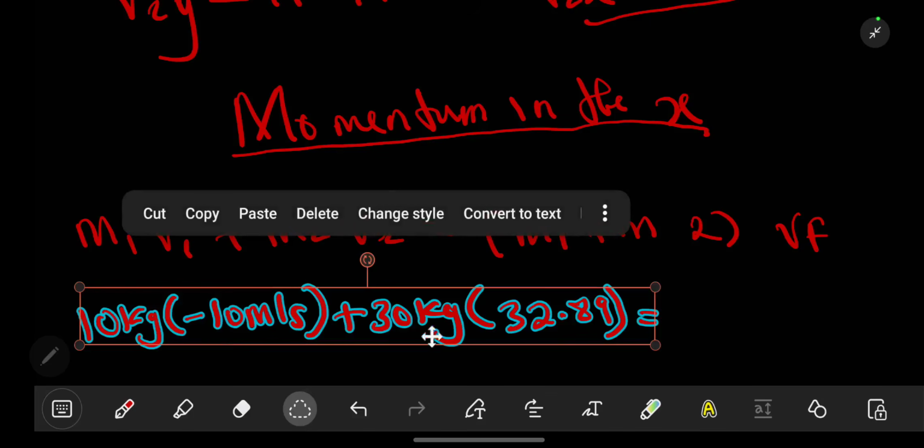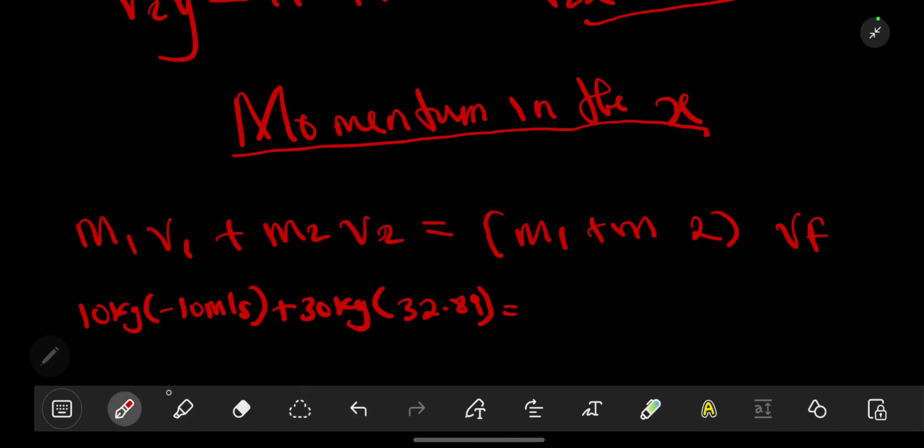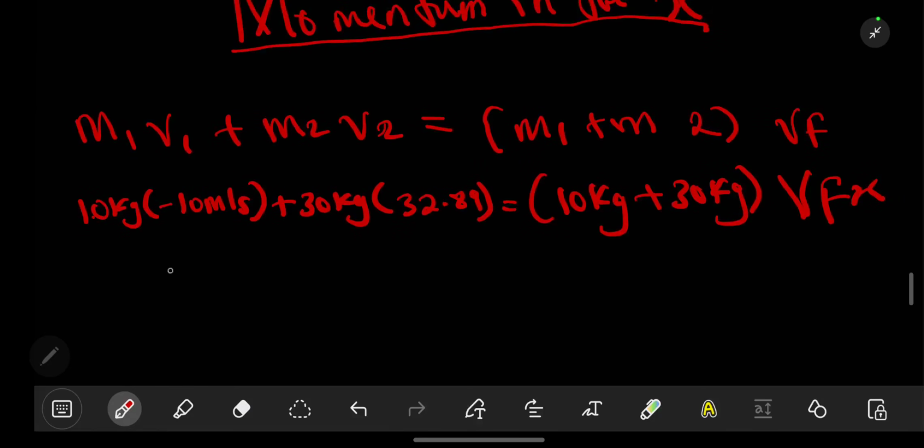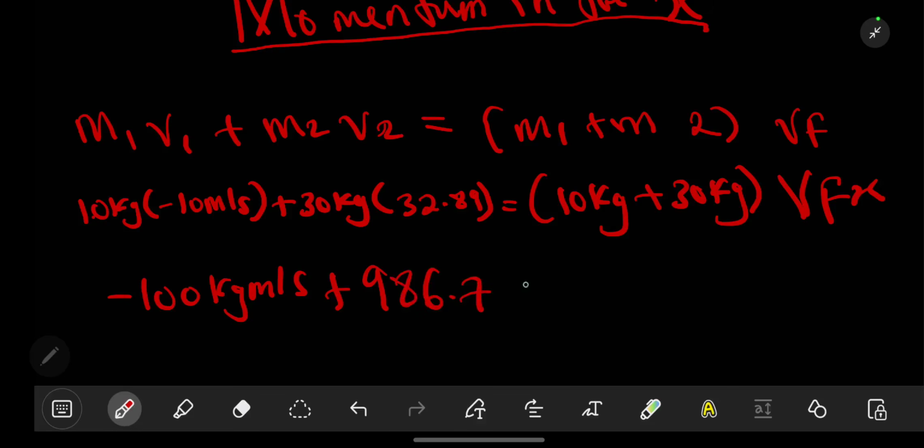Let me reduce this a bit. So the summation of the masses, so we have 10 kg plus the 30 kg times velocity final. So this velocity is in the x direction. So 10 times negative 10 will be negative 100 kg meters per second. 30 times 32.89, this is going to give us a value of 986.7. So this is kg meters per second.